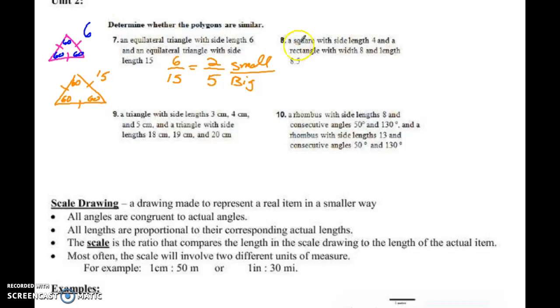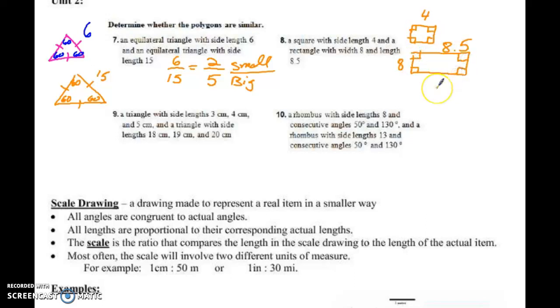Okay, here we have a square. Well, a square, we know all sides are the same with length 4, and then a rectangle. Well, guess what? Width of 8 and a length of 8.5. Well, they all do have right angles. That meets one condition, but guess what?